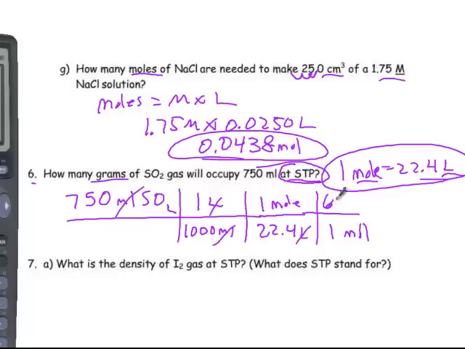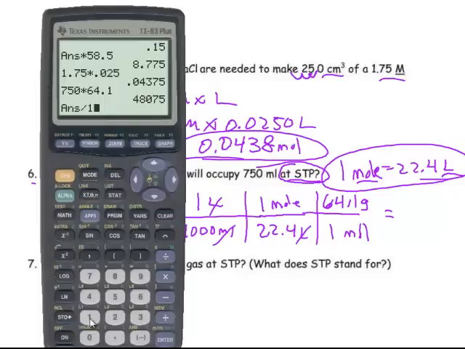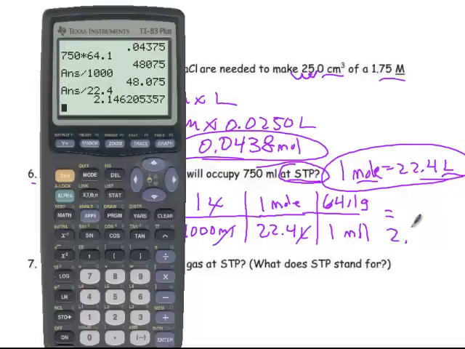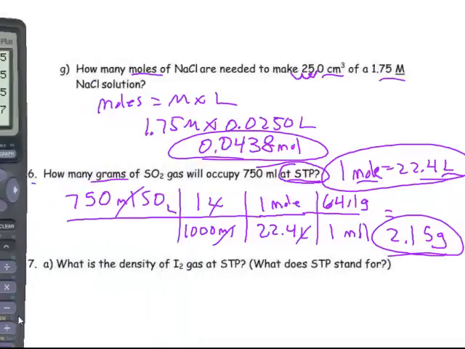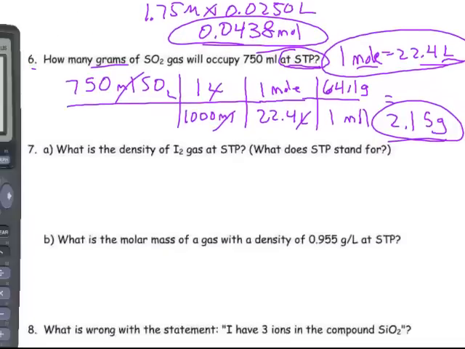32.1, 64.1 grams in 1 mole. That's the molar mass of 1 S and 2 O's from the periodic table. So 750 times 64.1 across the top, divided by 1,000, divided by 22.4, and I got 2.15 grams of SO2. So again, the only time we can use that is for a mass of a gas at STP. A gas at STP, 1 mole equals 22.4 liters.